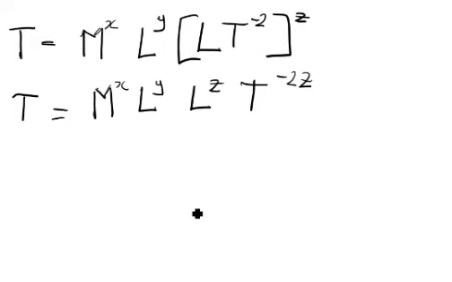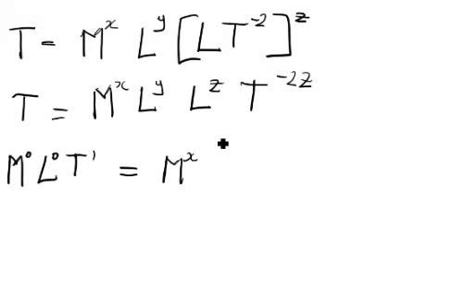Now let's collect like terms. These two have the same base, so from indices we add the powers. And then we also know that for the dimension of period, we have M as 0, there is no mass in period, there is no length in period, and then T is 1. This will give me M^x, these two, you add the powers, L^(y+z) and T^-2z.